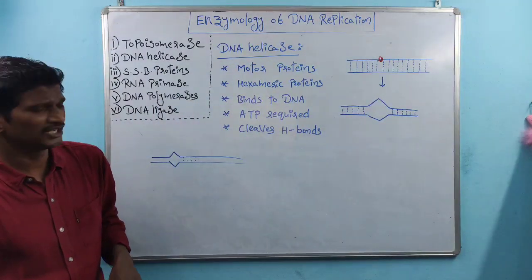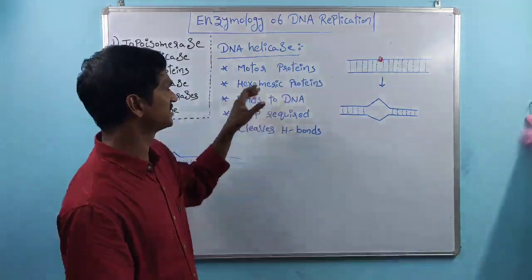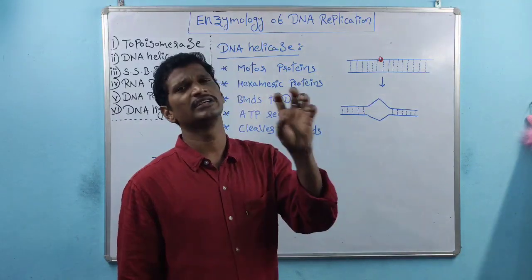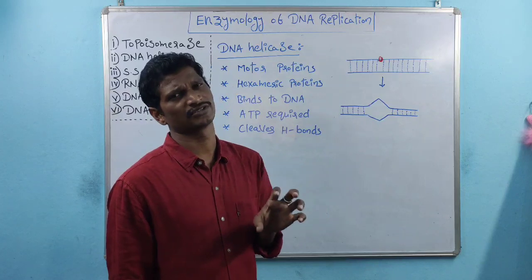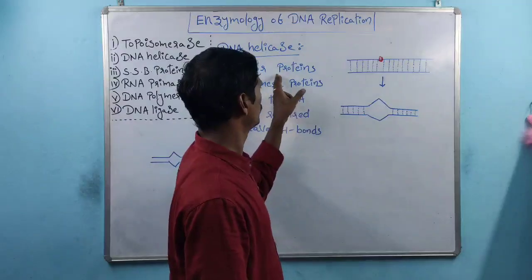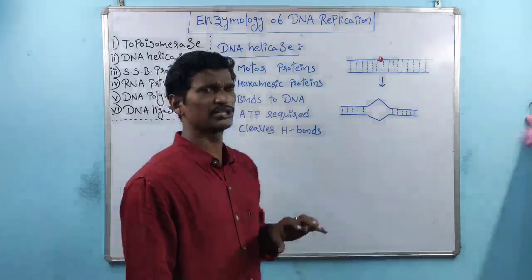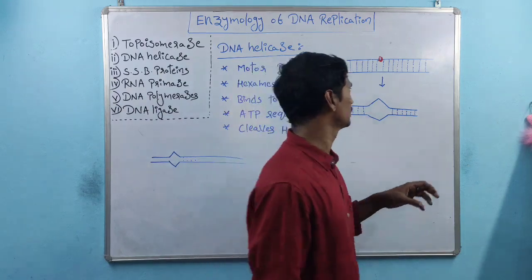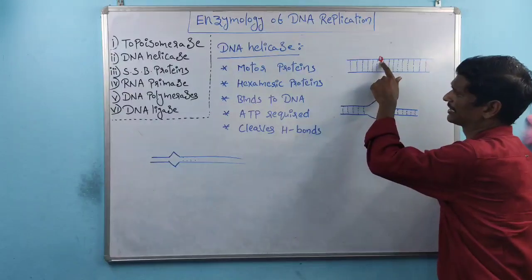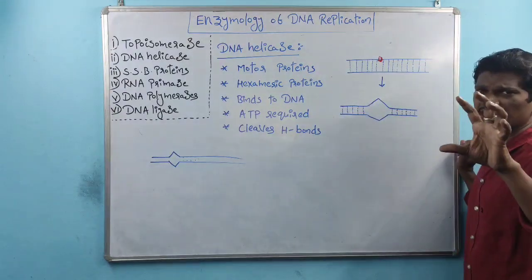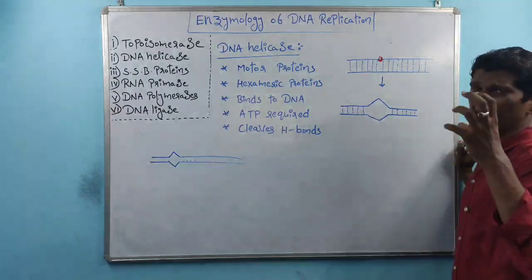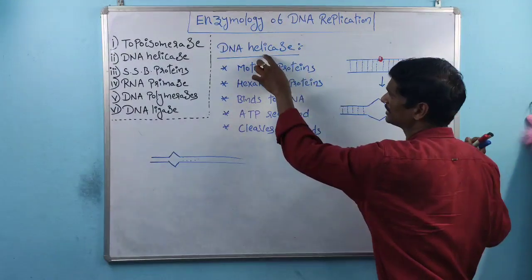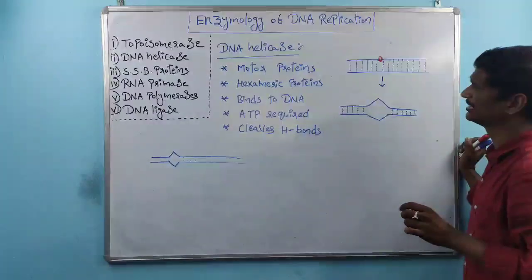So we need to know the characteristic features of the DNA helicase enzyme. This is one of the motor proteins, a group of proteins which move on the DNA templates. They are hexameric proteins, meaning six protein molecules are combined and involved in the hydrogen bond cleavage. That group of enzymes is collectively called the DNA helicase enzyme.